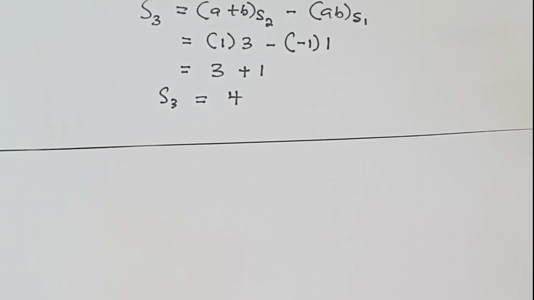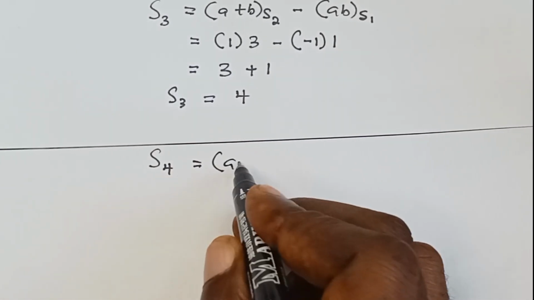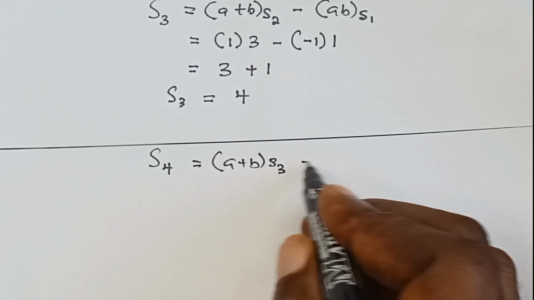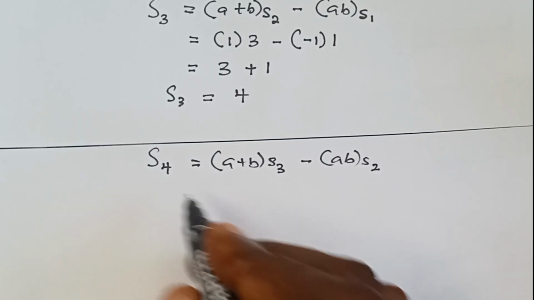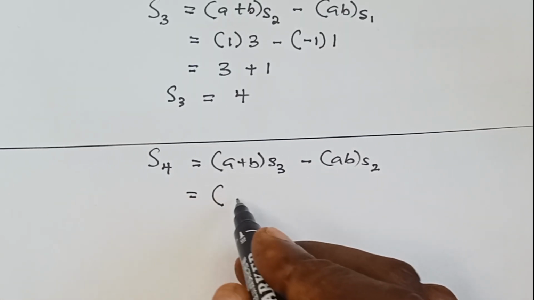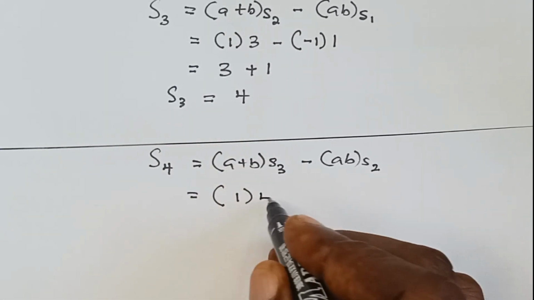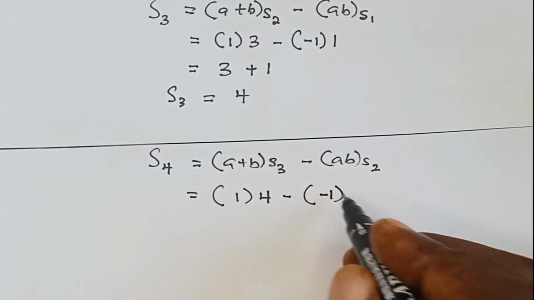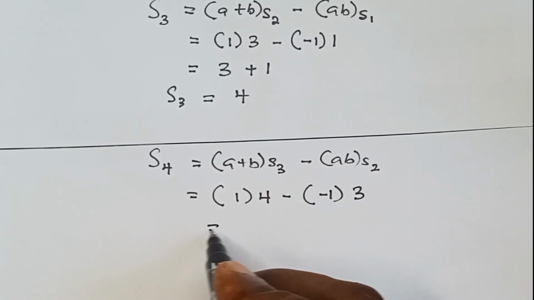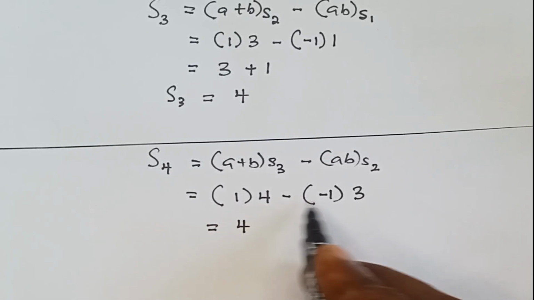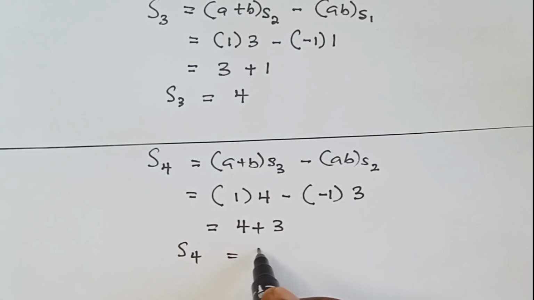Okay, now let's look for our S4. Now, S4 is also A plus B S3 minus AB S2. Okay, using the recurrence formula. All right, so what is our A plus B? A plus B is 1. What is our S3? Our S3 is what we just calculated, which is 4, minus AB is minus 1. What is our S2? Our S2 is 3. So 1 times 4 is 4, and this is plus 1 times 3 is 3. So it means our S4 is 7.